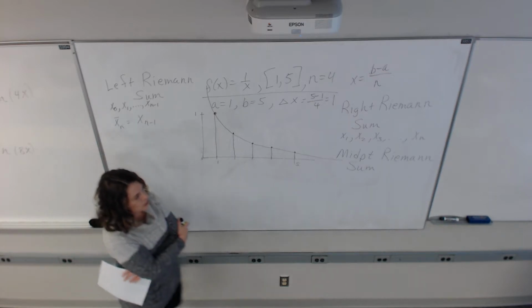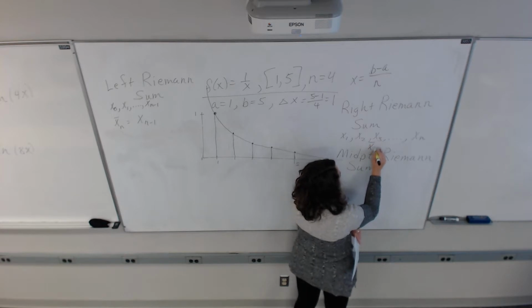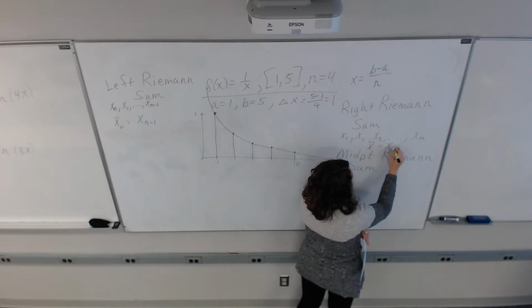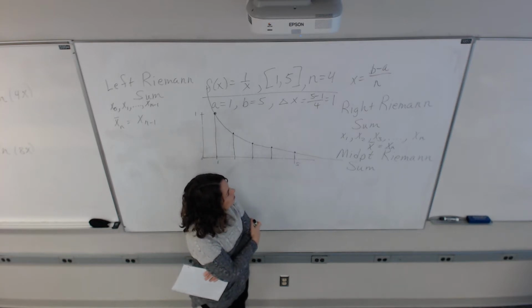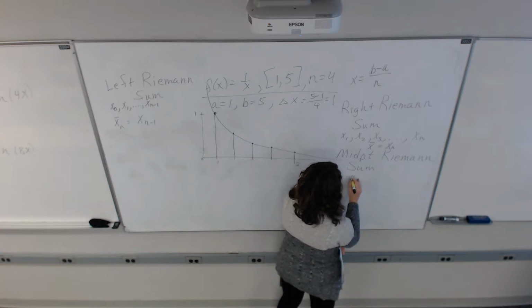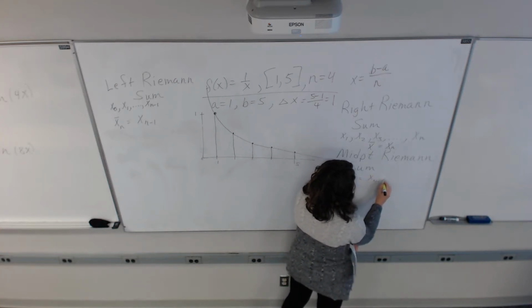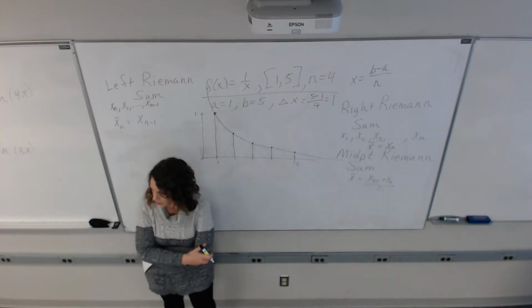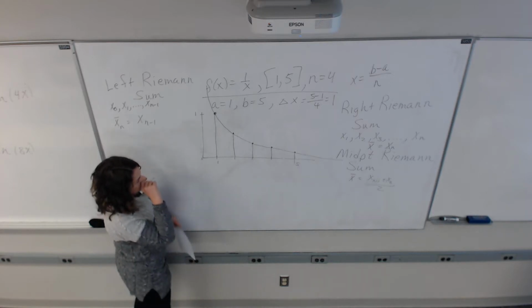For a right Riemann sum, what would you use? x bar would just be the right side, right? x sub n. And for the midpoint Riemann sum, x bar would be x sub n minus 1 plus x sub n divided by 2. Add the two together and then divide by 2. All right? So let's do the left Riemann sum first.